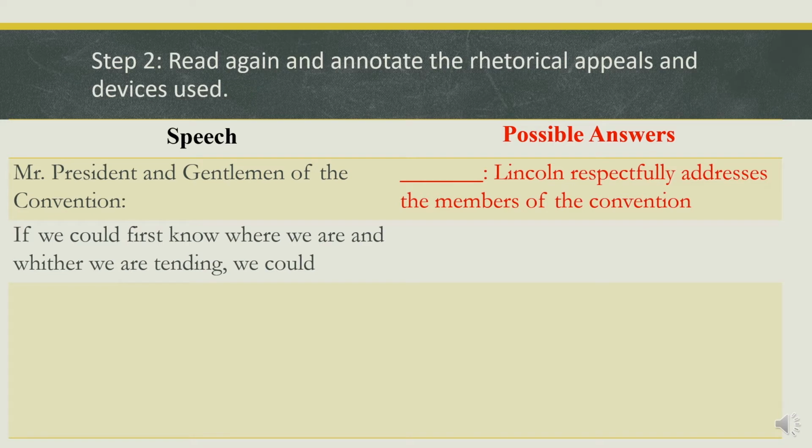Mr. President and gentlemen of the convention, if we could first know where we are and whither we are tending. Abraham Lincoln respectfully addresses the members of the convention. He establishes his credibility, which is ethos, just by the fact that he gets to deliver this speech. He has been nominated to represent the Republican Party in the upcoming election. He also uses inclusive language when he uses the word we.